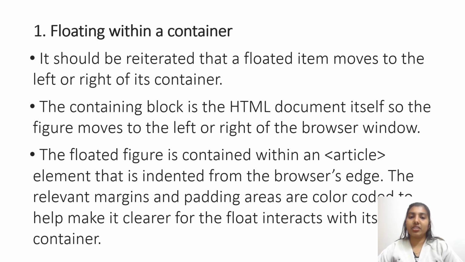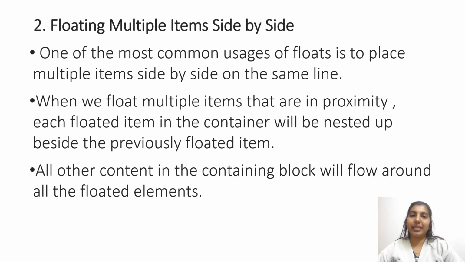The floated figure is contained within an article tag element that is indented from the browser's edge. The relevant margins and padding areas are color-coded to make it clearer how the float interacts with its container. Floating multiple items side by side. One of the most common usages of floats is to place multiple items side by side on the same line. When we float multiple items that are in proximity, each floated item in the container will be nested up beside the previously floated item. All other content in the containing block will flow around all floated elements.